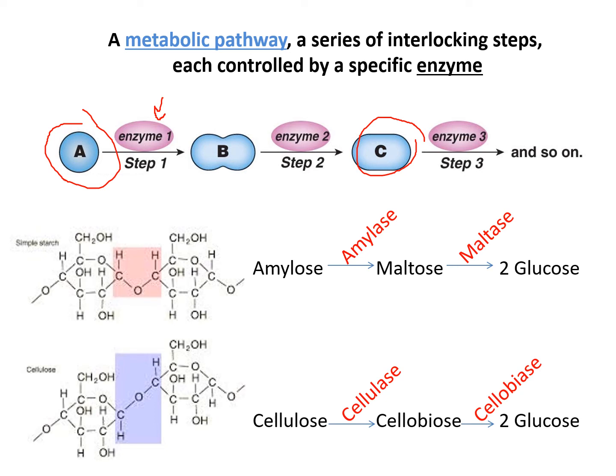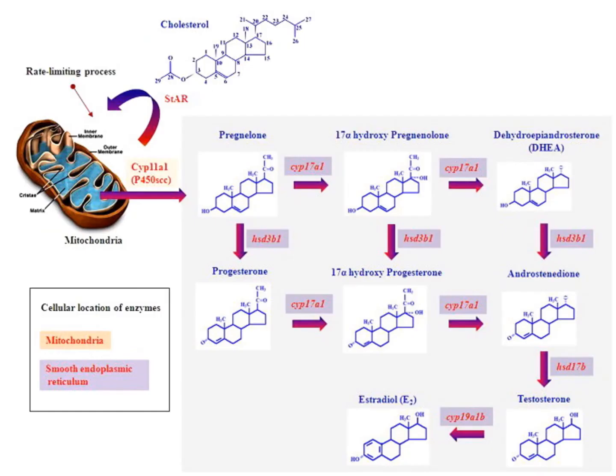And so we've seen this already, right? So we've seen how amylose isn't digested immediately into glucose. Instead, there is an intermediate step. And of course, these metabolic pathways get so much more complex. Even this is a little bit simplified.